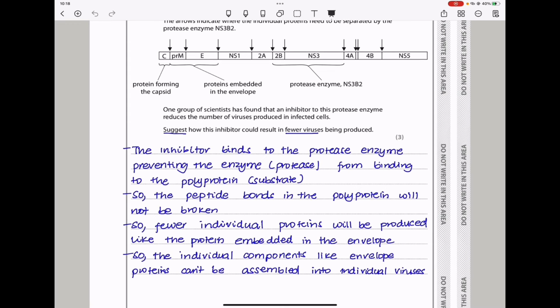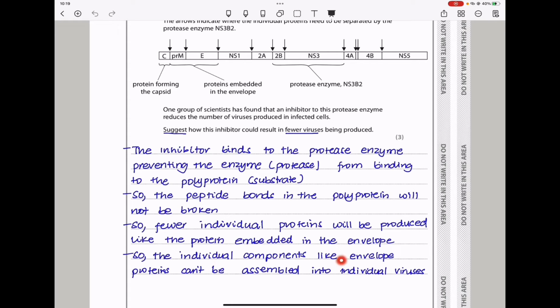So they say, one group of scientists has found that an inhibitor to this protease enzyme reduces the number of viruses produced in infected cells. Suggest how this inhibitor could result in few viruses being produced. So this inhibitor could bind onto the enzyme, which is going to be the protease enzyme, and this is going to prevent the enzyme from binding onto the polyprotein, which is its substrate. So the peptide bonds in the polyprotein will not be broken, meaning fewer individual proteins will be produced. For example, you can say fewer protein forming the capsid or fewer proteins embedded in the envelope will be formed.